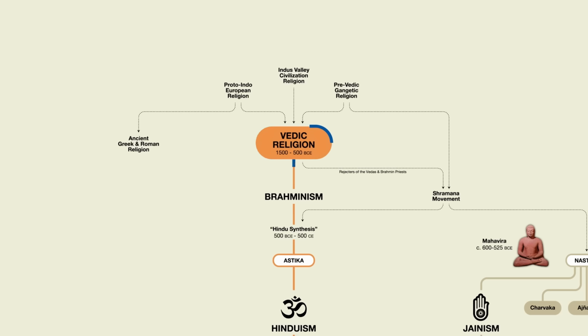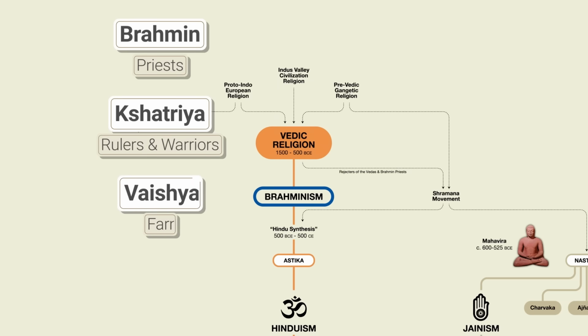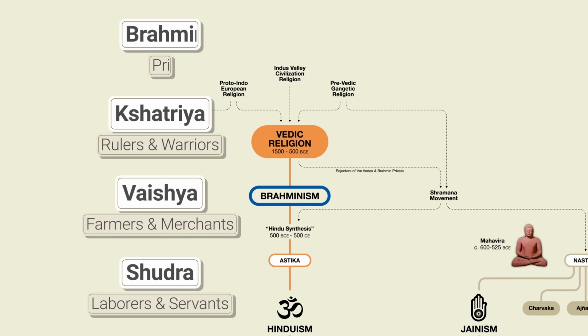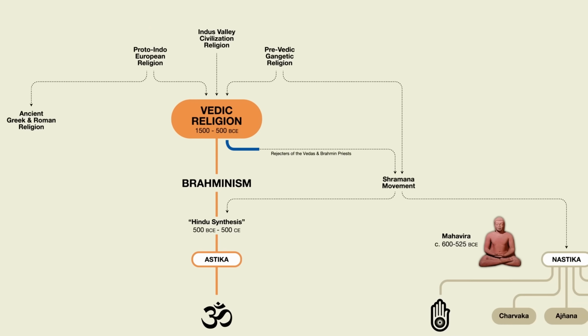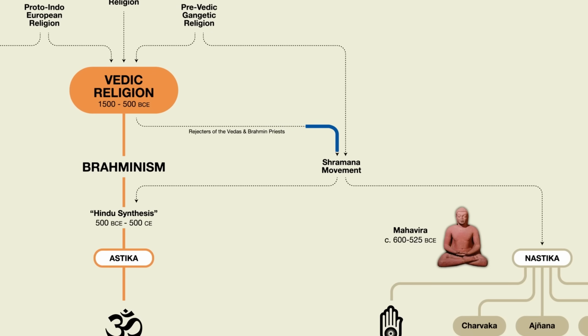However, by around 500 BCE, the Vedic religion had evolved into Brahmanism, in which a certain class of people, known as Brahmins, controlled the priesthood, as well as many other aspects of society. Below them were the Kshatriya, consisting of secular rulers and warriors, the Vaishya, the farmers and merchants, and finally the Shudra, laborers and servants. However, not everyone was happy with the authority of the Brahmins and with the teachings of the Vedas. This gave rise to the Shramana movement, which was particularly popular along the eastern Gangetic plain.